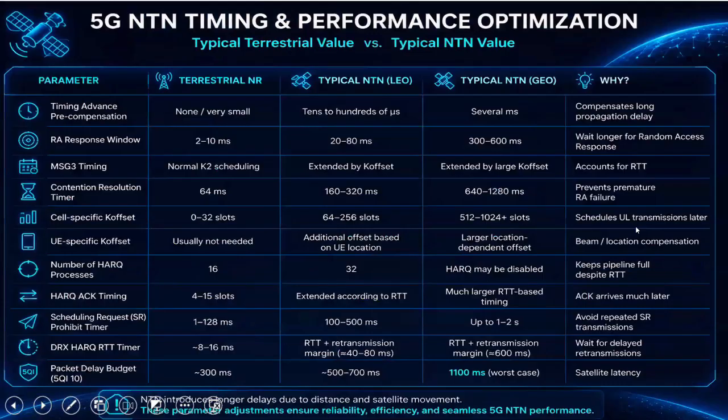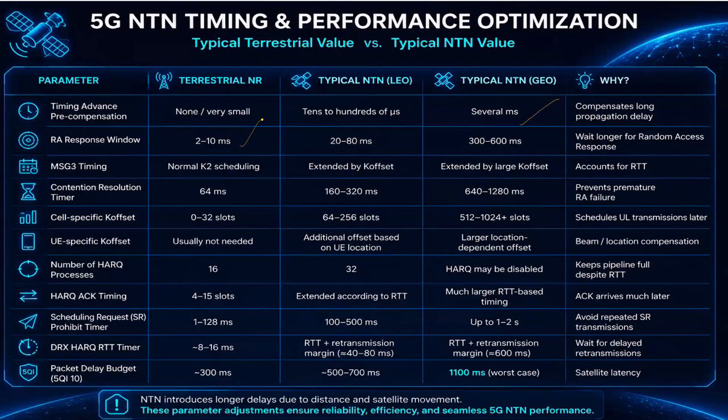Here are the most important parameters according to Release 17. Timing advance pre-compensation is not required in NR, but in NTN it is 10 to hundreds of microseconds, and in GEO, several milliseconds. The RA response window in a terrestrial network can be 2 to 10 milliseconds. These parameters are very important for NTN optimization, so when you do your NTN optimization, you must know what the minimum and maximum values can be.